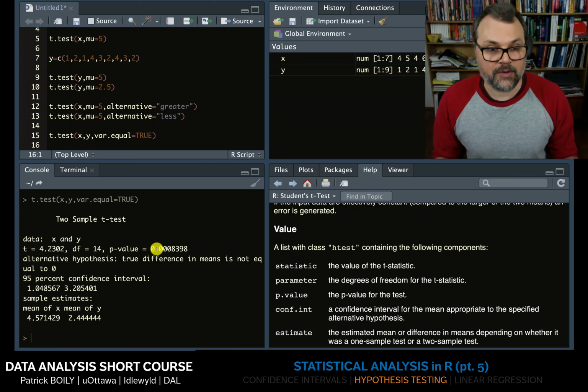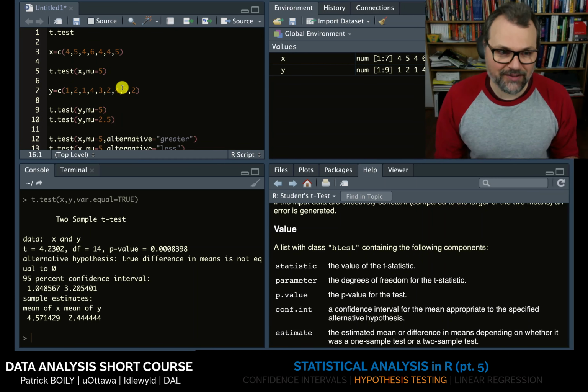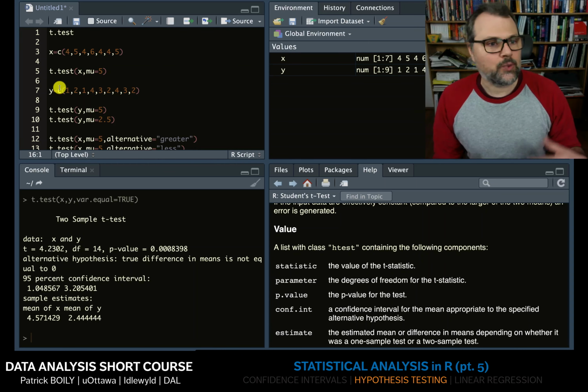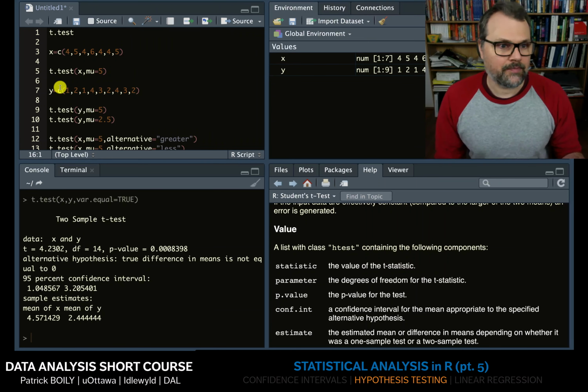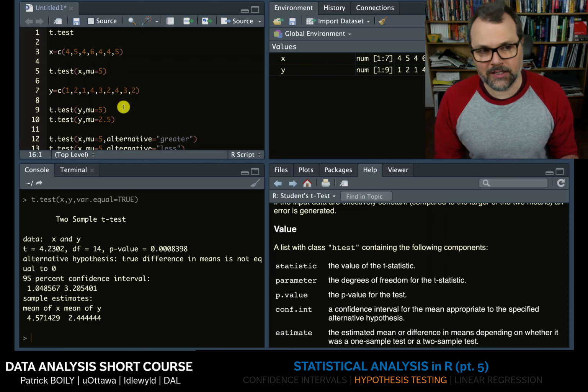I get a very small p-value. I can reject with a fair amount of confidence that x and y come from populations with the same mean. A bunch of 4, 5, 6s here, and here I have a bunch of 1, 2s, and 3s, a few 4s as well. Unlikely that they come from the same population.